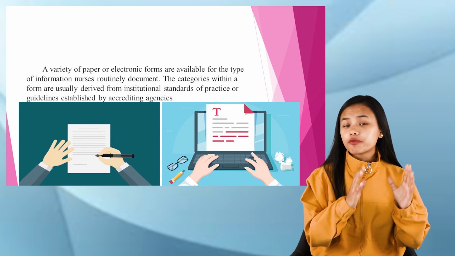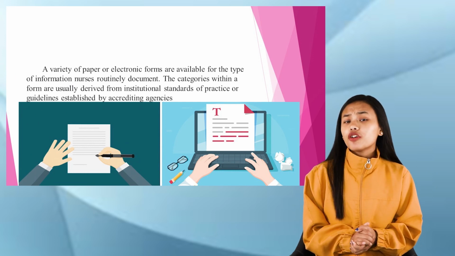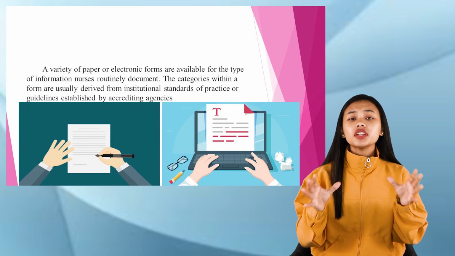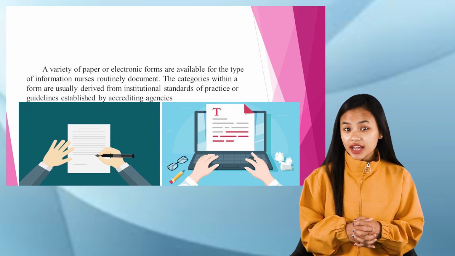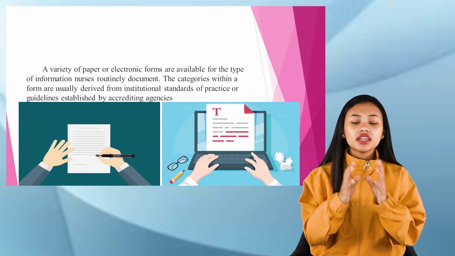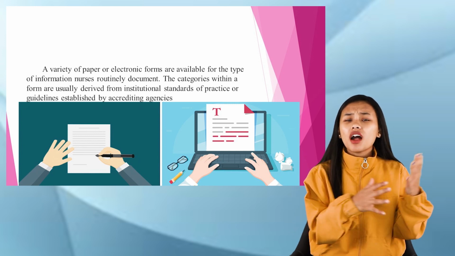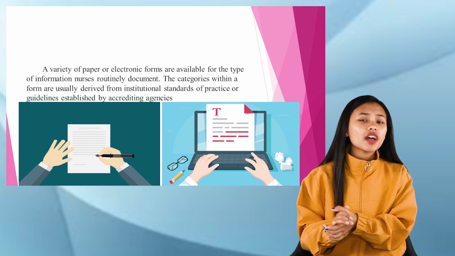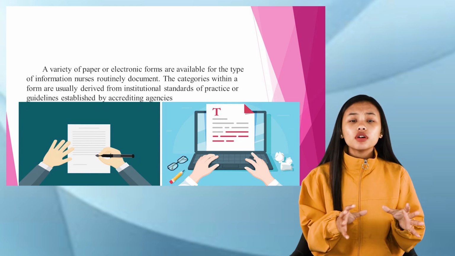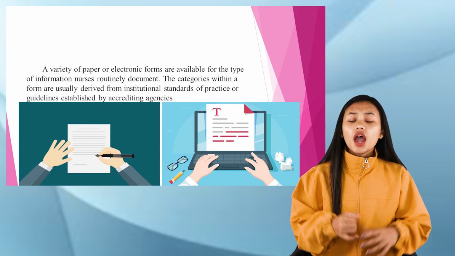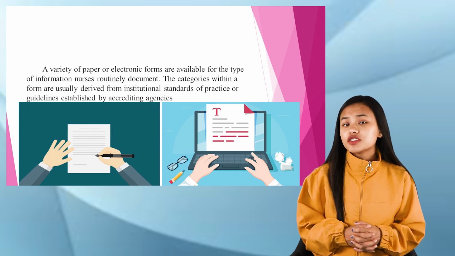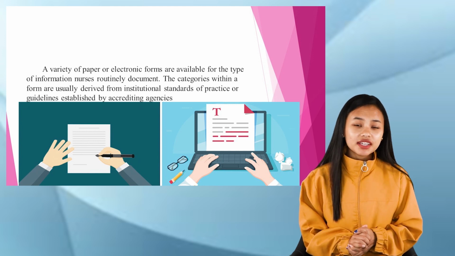As we all know, a variety of paper or electronic forms are available for the type of information that the nurse routinely documents, right? Here, the categories within the form are usually derived from the institutional standards which one is following, or even from the guidelines established by the accrediting agencies. As we all know, there are a variety of paper or electronic forms that the nurse will be using through her day-to-day life in this profession. So while she is documenting anything about the client, the categories within the form are usually derived from the institutional standards of practice or the guidelines established by the accrediting agency.